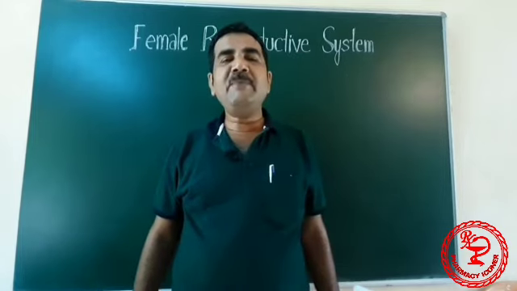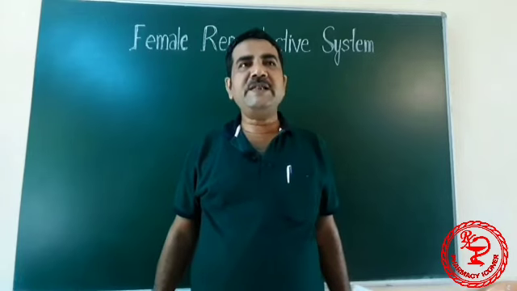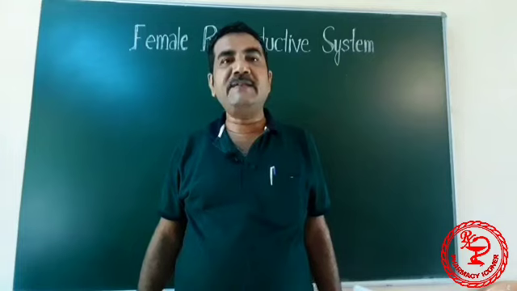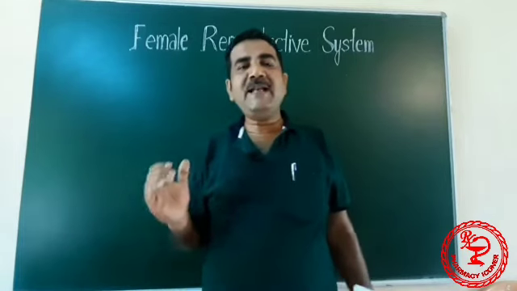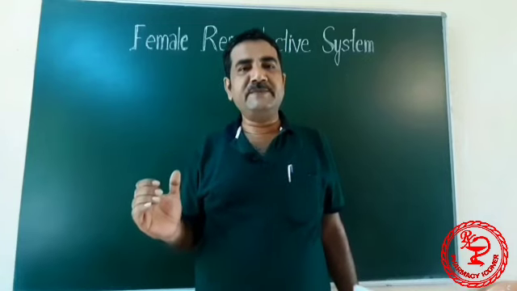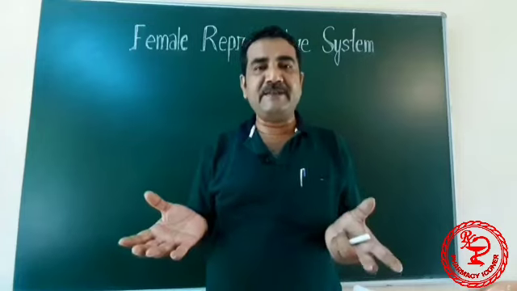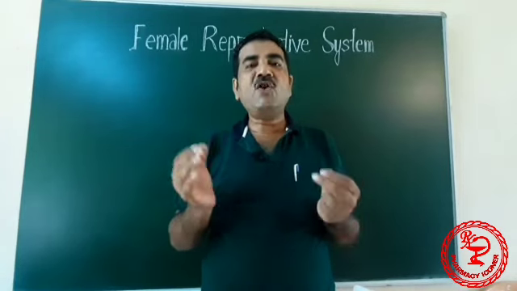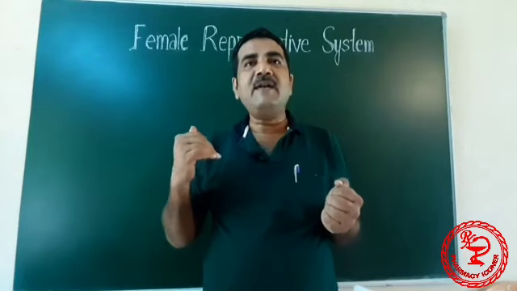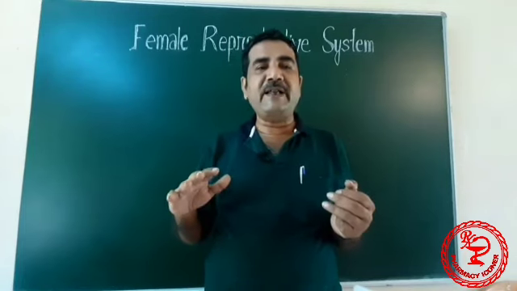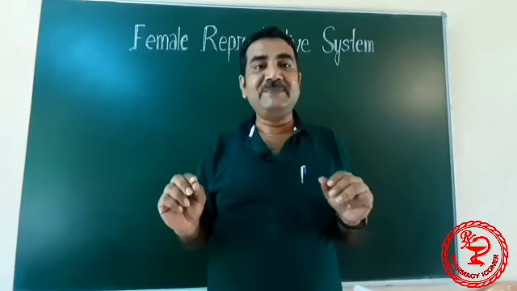Today we'll discuss the female reproductive system. The female reproductive system is a complex reproductive system. It consists of primary reproductive organs. Some of these organs are present externally, and these are called external genitalia, and some are present deep inside the body. They are called internal genitalia.